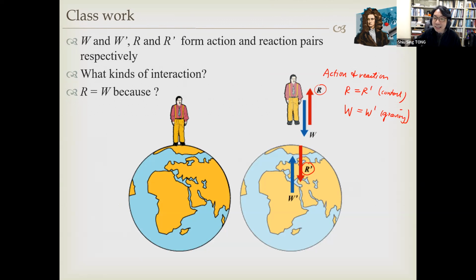Okay. Now, also we find that by Newton's second law, R is equal to W because the person is at rest, right? And of course, the Earth is also at rest. So R prime is equal to W prime. So these two pairs of forces are equal because the bodies are not moving. Okay. So here is the answer.